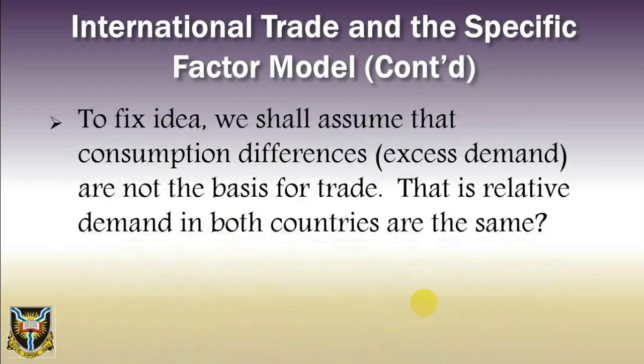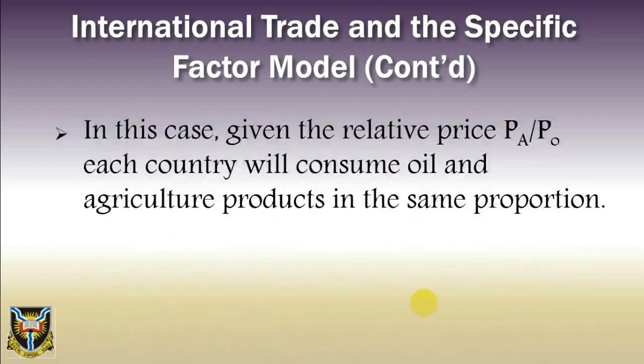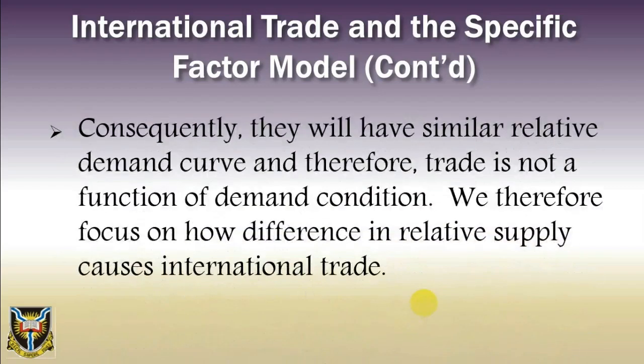To fix idea, we shall assume that consumption differences are not the basis for trade. That is, relative demand in both countries are the same. In this case, given the relative price PA over PO, each country will consume oil and agricultural products in the same proportion. Consequently, they will have similar relative demand curve and therefore trade is not a function of demand condition. We therefore focus on how differences in relative supply causes international trade.